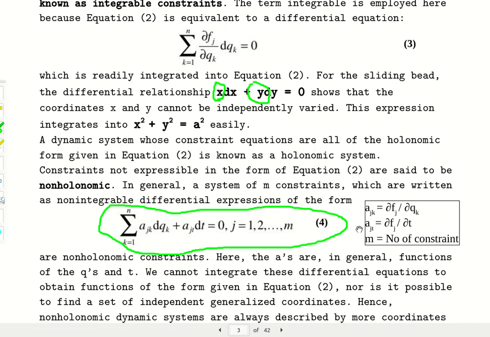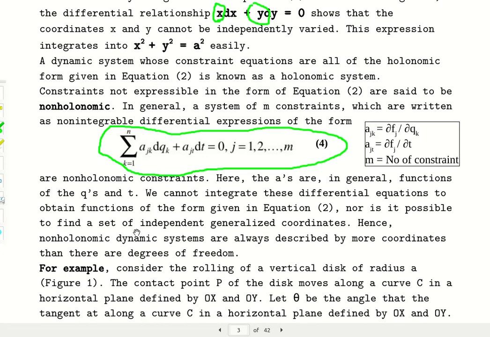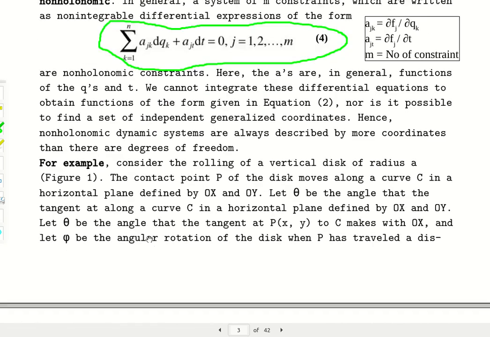So a_jk is a function consisting of the partial differentiation of a function f_j. So we can't guarantee that it can be integrated. If integrated, then the constraint equation will be called holonomic. If this equation is not integrable, then the constraints will be called non-holonomic. These are the things. Let us take an example on that.